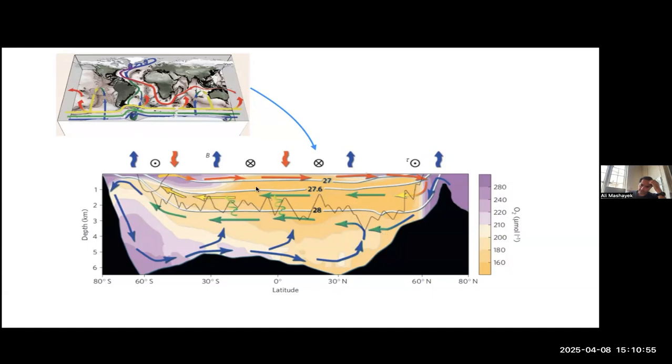Now the color here is oxygen. So when you see purple, these are waters that have been in touch with the atmosphere more recently. And whenever you see yellow, it means that these are older waters and they've lost their oxygen content because of biological activity in the ocean, which consumes oxygen.